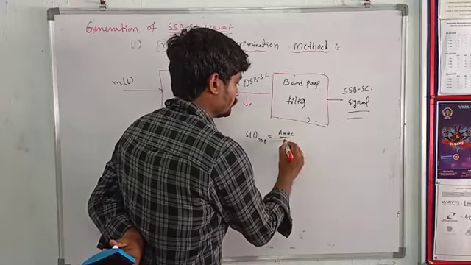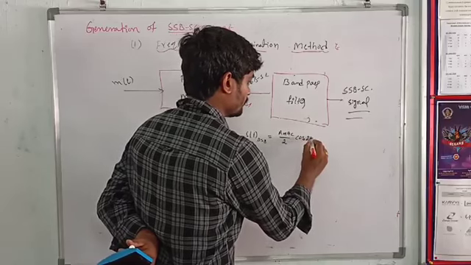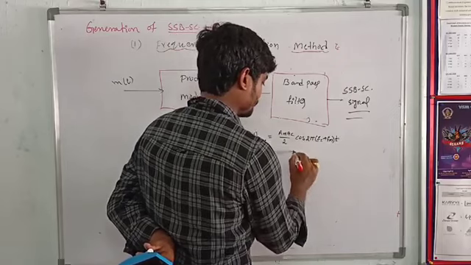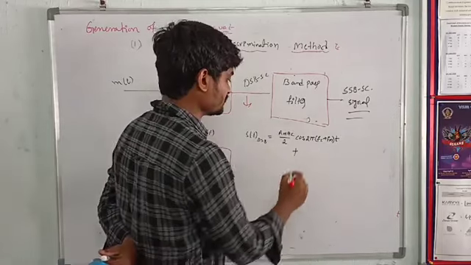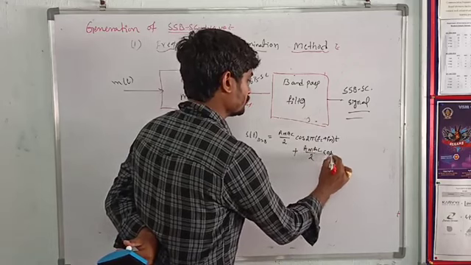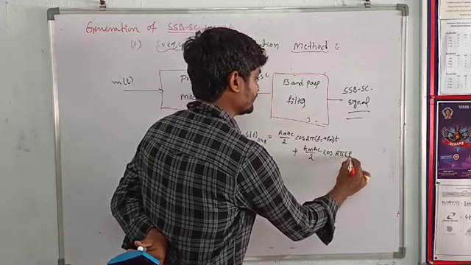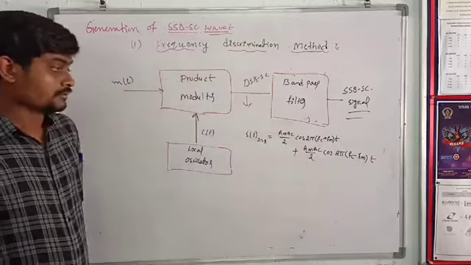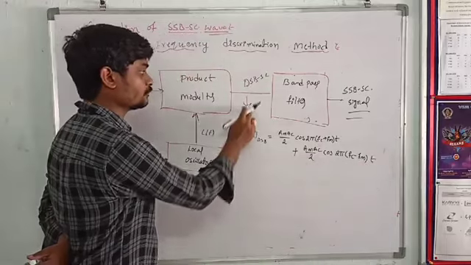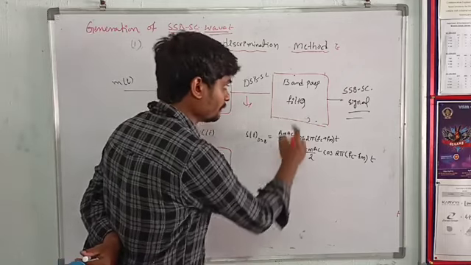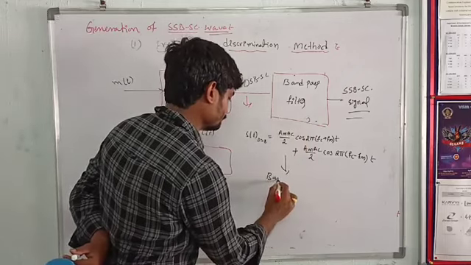Am Ac by 2 cos 2 pi (fc plus fm) t, this is the upper sideband frequency, plus Am Ac by 2 cos 2 pi (fc minus fm) t. This is the lower sideband signal. This is the output of the DSB-SC wave. This signal is passed to the band pass filter.